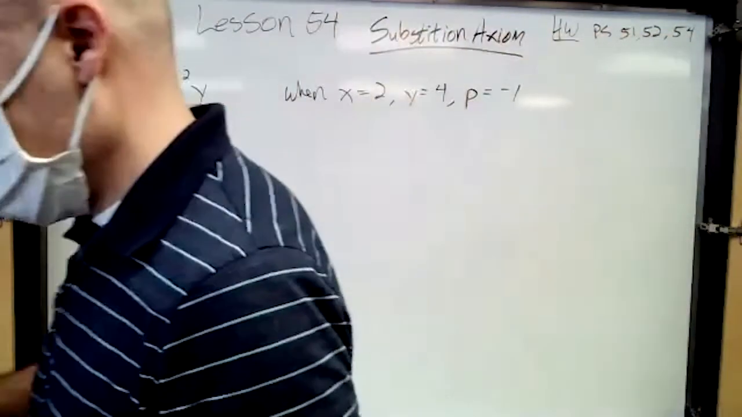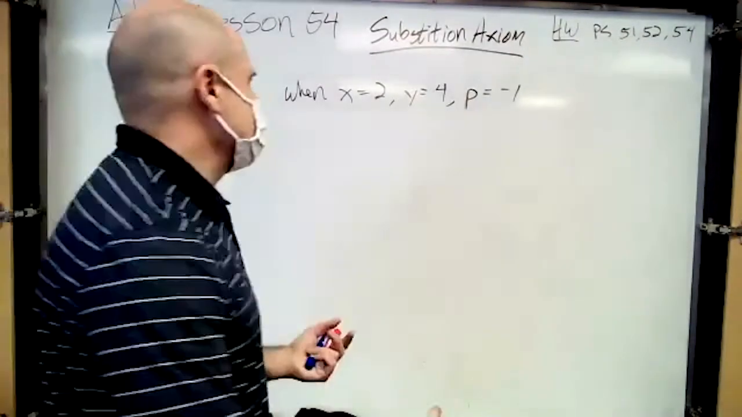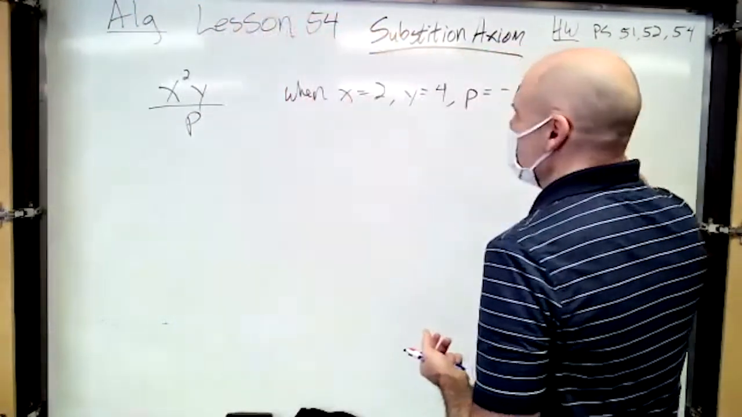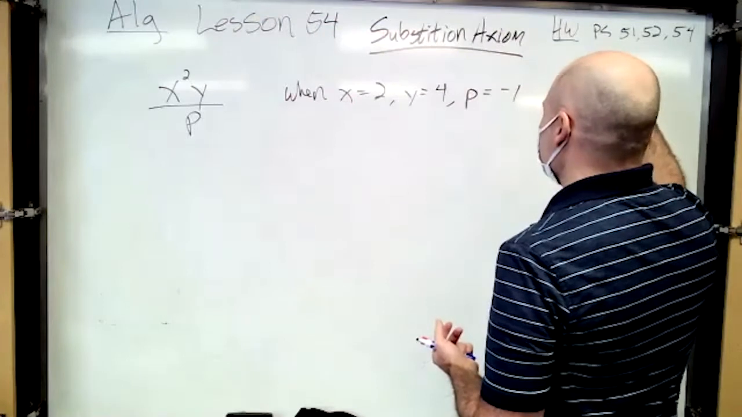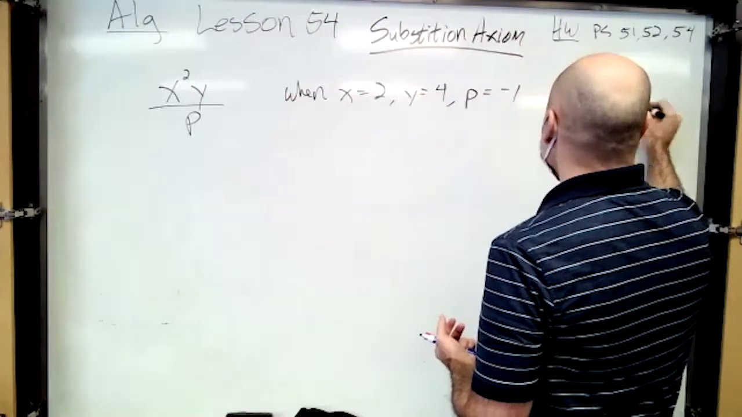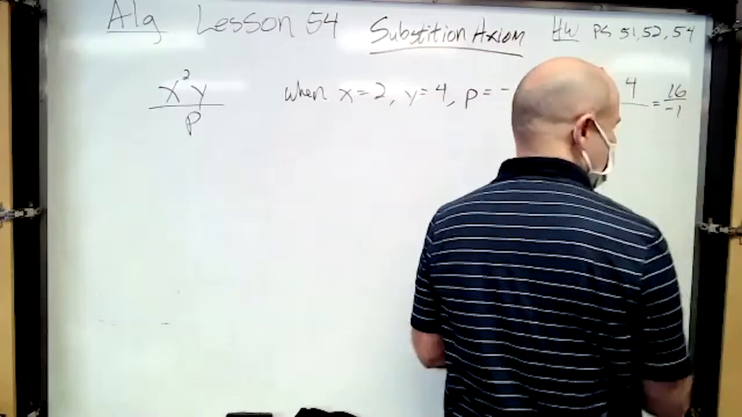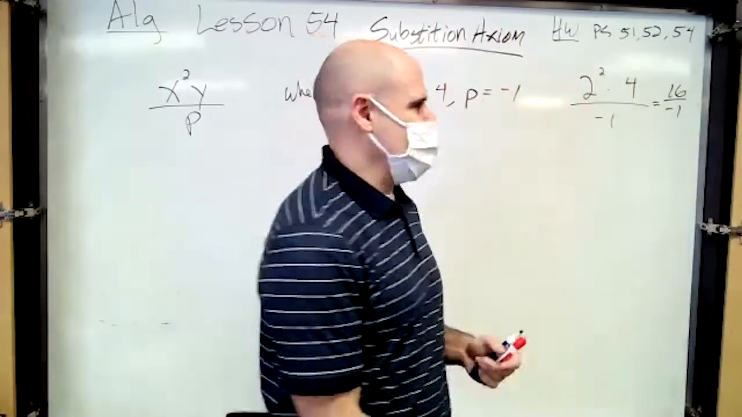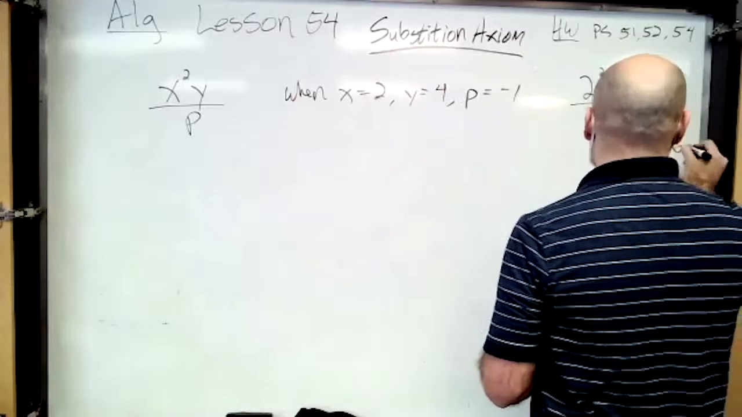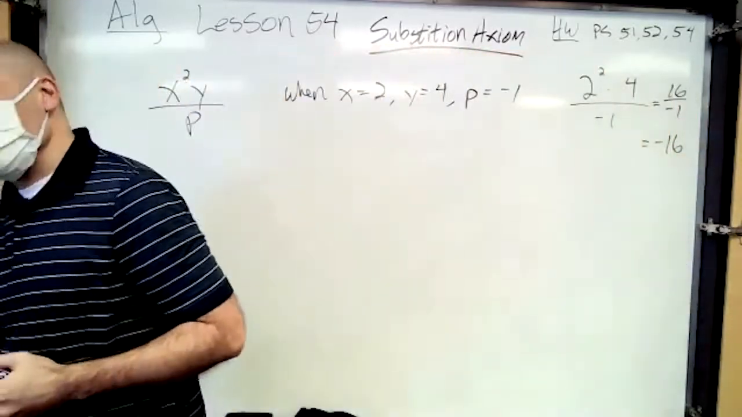That's nice. Okay, right. So you're just plugging it in. So you got 2 squared times 4 all over -1. So that's 16 divided by -1. Positive divided by a negative is negative. So -16. Okay.